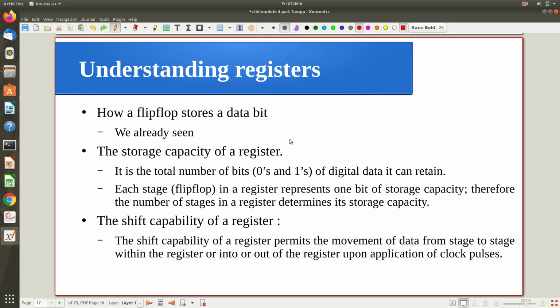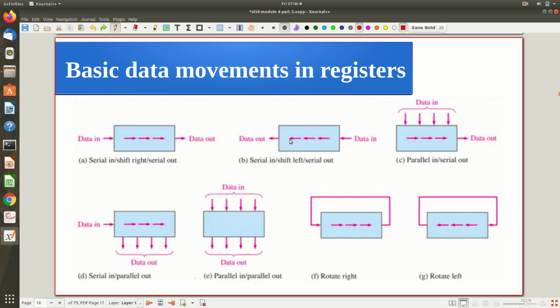Now the shift capability of a register. The shift capability of a register permits the movement of the data from stage to stage, I mean from flip-flop to flip-flop within the register, or into and out of the register, upon application of the clock pulse from an external source, right? So these are all the basic movements that are available in any register.